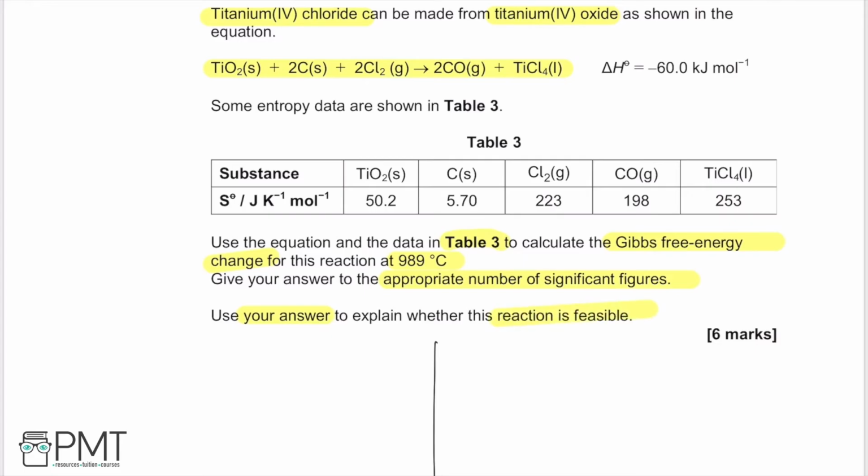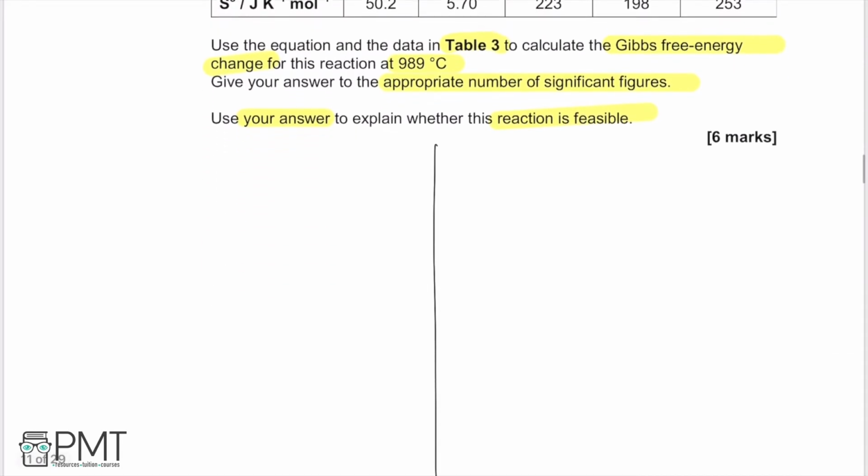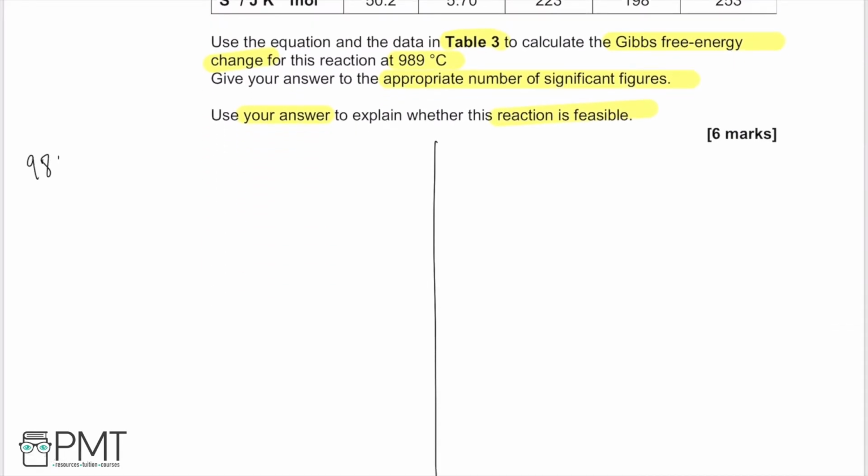So straight away with this question, I would convert 989 degrees Celsius into Kelvin, because our delta S's units are measured in joules per Kelvin per mole. And to do this, we need to know the link between the two units of degrees Celsius and Kelvin. And this is that 0 degrees Celsius is equivalent to 273 Kelvin. So we know that we need to add 273 to our 989, and this will give us a value of 1262 Kelvin for the temperature.